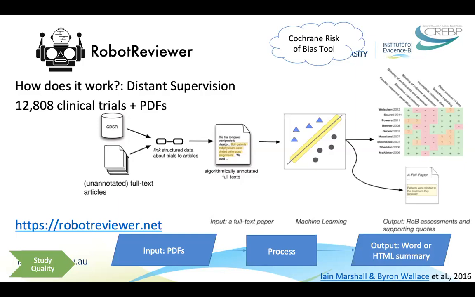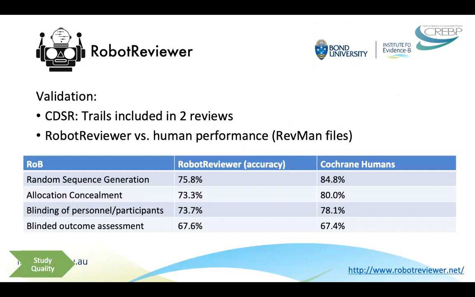They trained it on articles that were included in systematic reviews, and they validated it on clinical trials that were included in two or more systematic reviews. So they basically compared different groups of human reviewers against each other to validate it. It performs not as well as a human, so you still need some human interaction for this step, but it's really, really useful, and the user interface is really nice to extract those key sentences and find where those sentences are located in the PDF. So I recommend that you check it out.